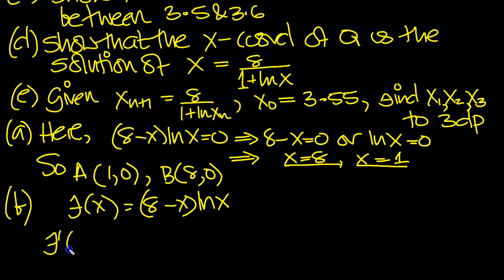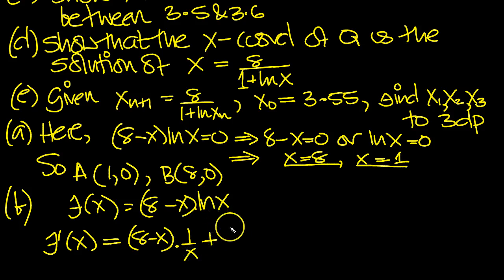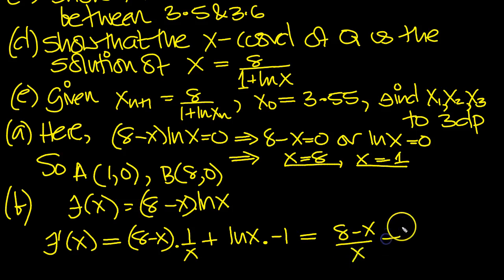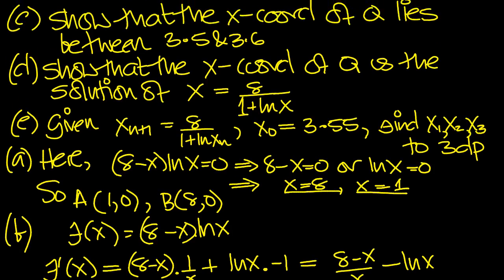So f dashed then of x is equal to, it's a product, so we use the product rule, u times the dv dx, log goes to 1 over x, plus v, which is the log x, times the du dx. Differentiate this, this goes to nothing, this goes to minus 1. So that equals (8 minus x) over x minus ln x. So there's f dashed. That's part B. Now part C.